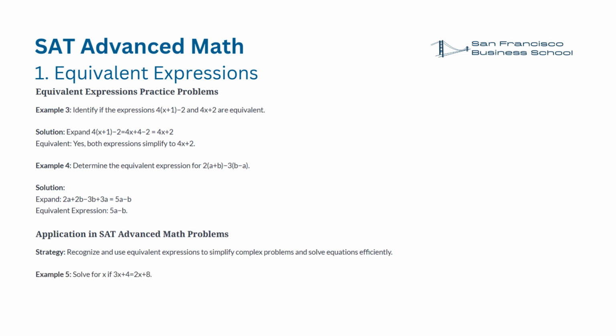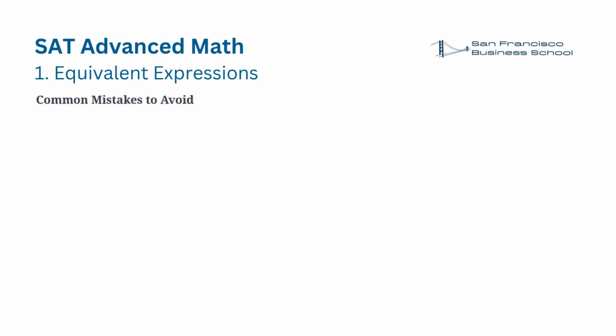Example 5. Solve for x if 3x plus 4 equals 2x plus 8. Solution: rearrange to form an equivalent expression. 3x minus 2x equals 8 minus 4. Solve: x equals 4. Common mistakes to avoid.